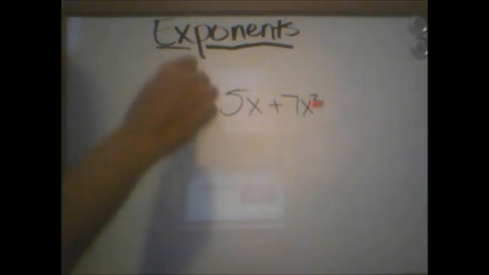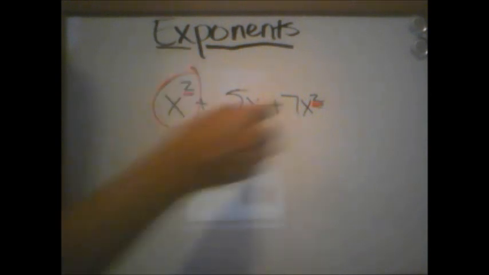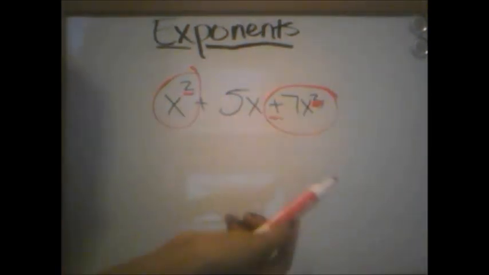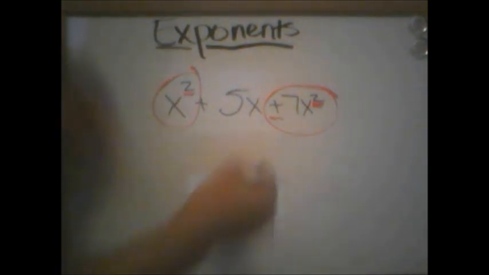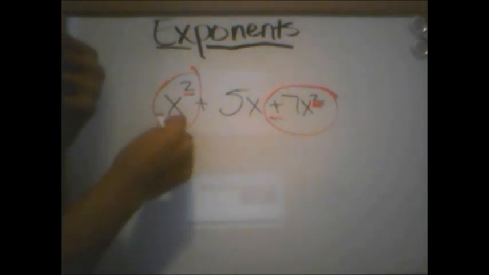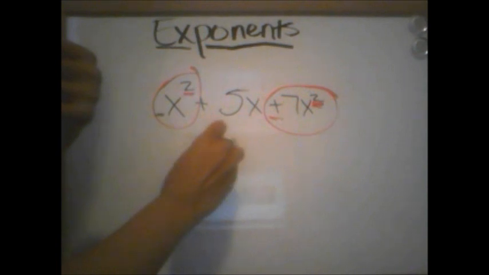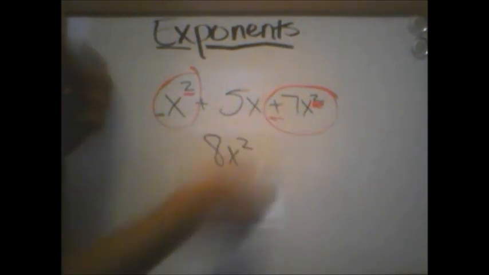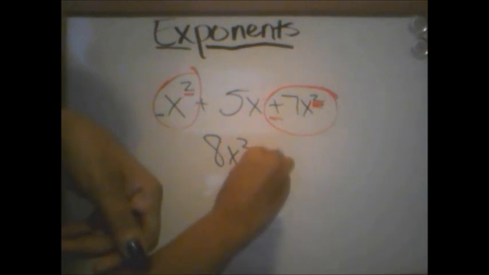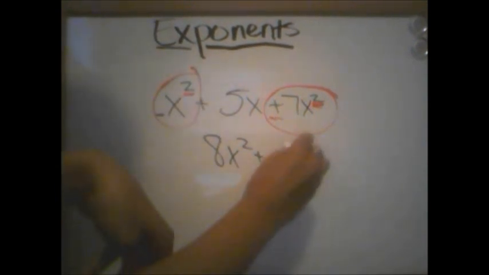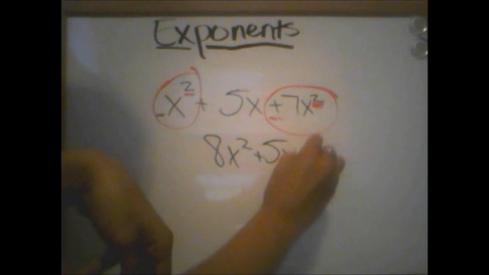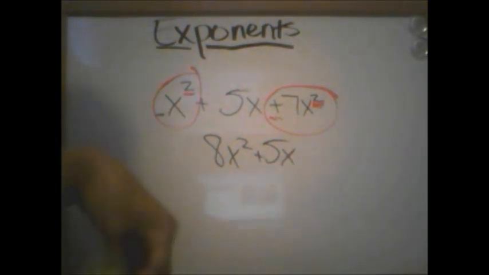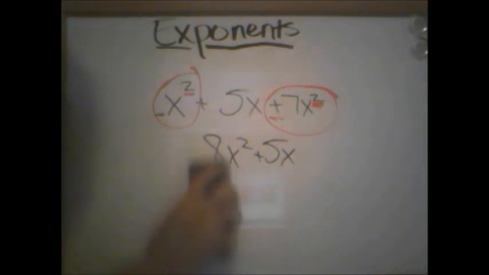So with this one, you have x squared plus 7x squared. That gets you 8x squared. Why? I added the 1 and the 7. So 8x squared. And 5x stays the same. Why? Because there's nothing added to it. I'm sorry, 5x stays the same, not 5x squared. So that would be the answer right there.